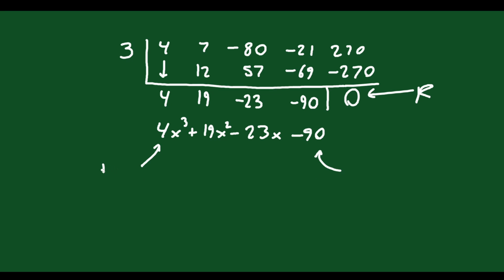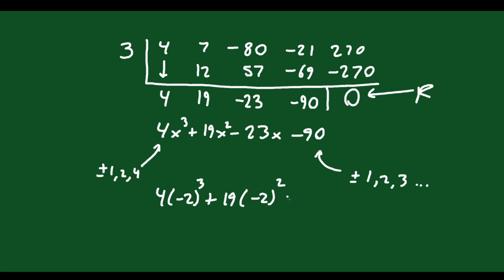So 4, you have plus and minus 1, 2, 4, same as last time. But negative 90, you have plus and minus 1, 2, 3, that keeps going, right? So I kind of want to try negative 2, right? 2 over 1. I'll try negative 2. If you plug in negative 2 here, you get 4 times negative 2 cubed plus 19 times negative 2 squared minus 23 times negative 2 minus 90.